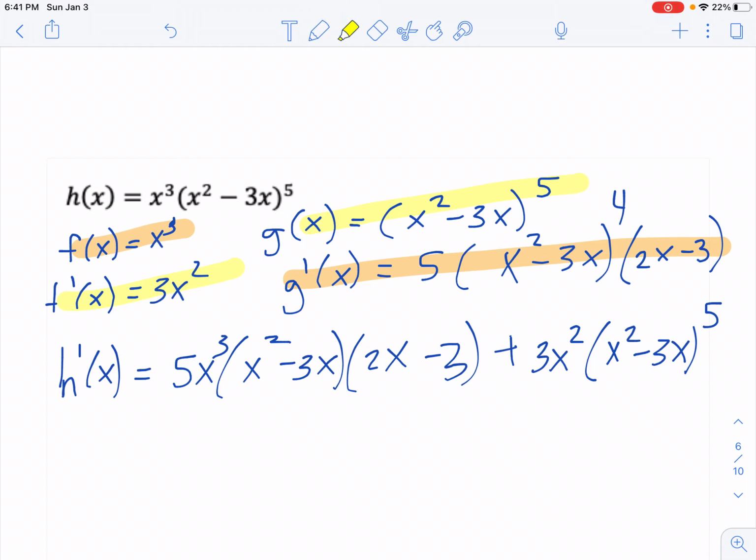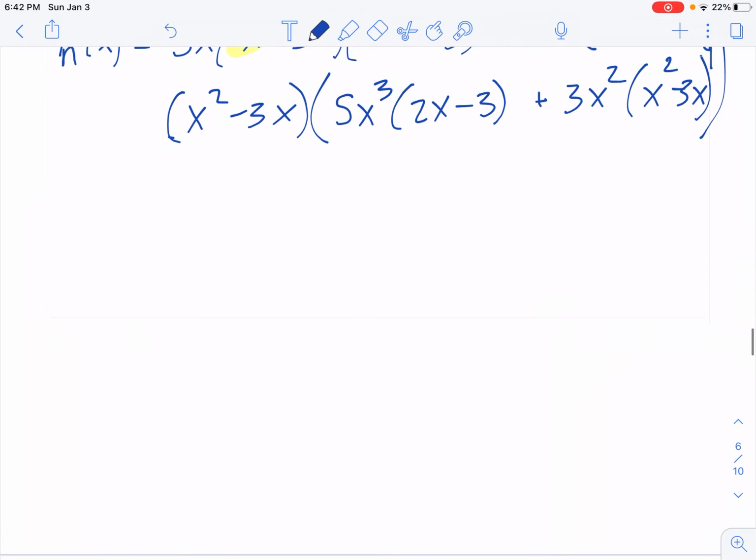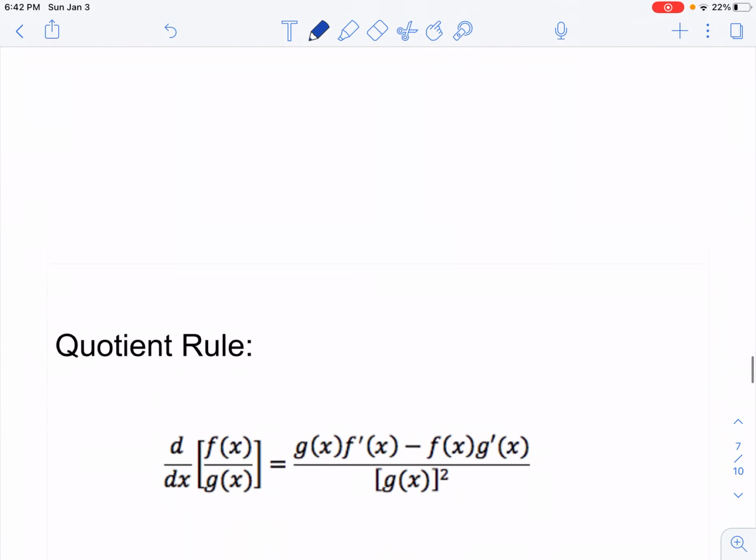You could take out a common factor here, but I don't think that it would simplify really to anything better. Because I'm definitely not going to expand this binomial to the fourth power. So we'll call it good. All right, you can start your homework for the product rule.